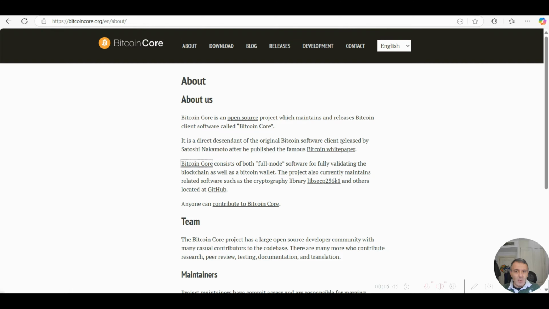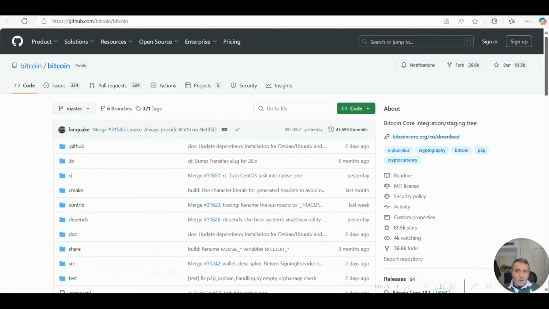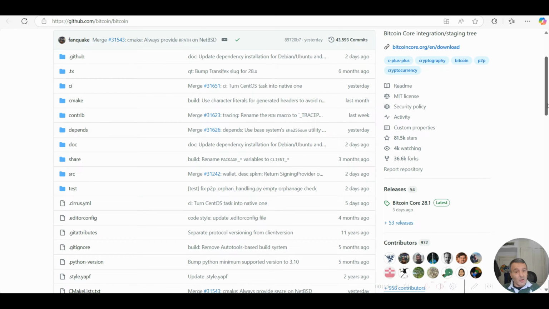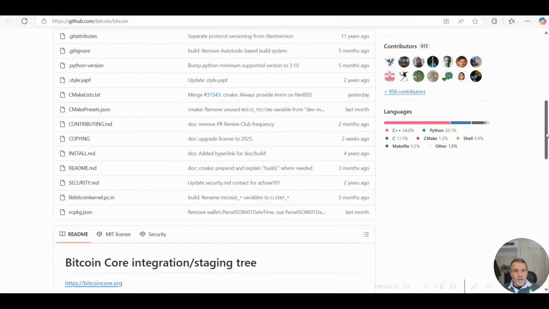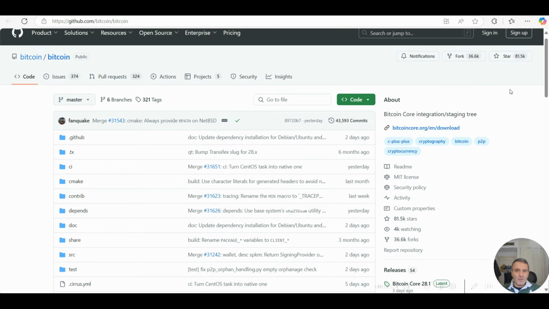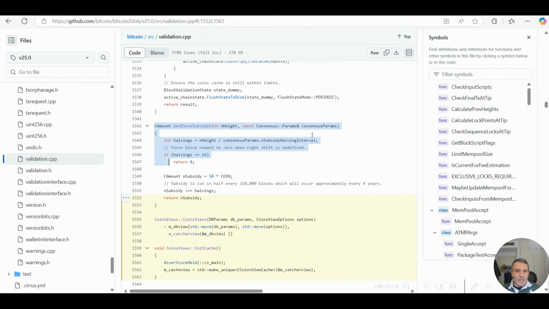Now, the GitHub source code, if you click on this link and go into the open source project, it opens up the GitHub, where it has a huge library of the Bitcoin client software. The programming language responsible for this is C++, and where I found the 21 million hard cap limit is in here. It's called GetBlockSubsidy.